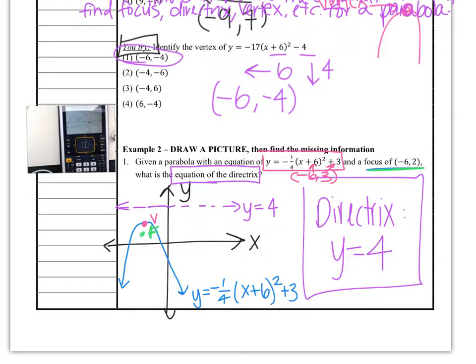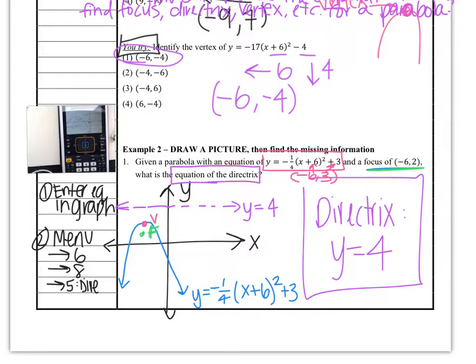Okay, so as a reminder, we got there by doing these steps. We entered the equation in the graph. Then we went to Menu, 6, 8. And then from here we chose choice 5 for directrix. And then of course you have to click on the graph in order for it to pop up. Okay, so we're going to move on to the next page, see a couple more examples.